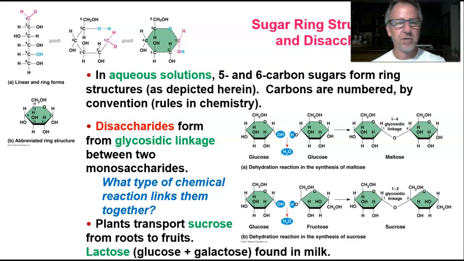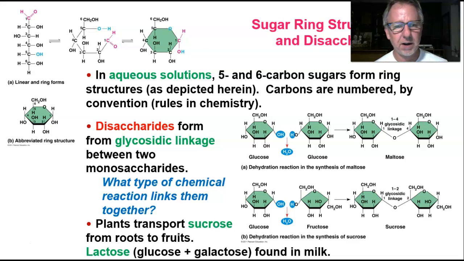And sucrose is a very abundant sugar in plants. And that's what mostly tastes sweet to your tongue when you eat a fruit, it's the sucrose. So dehydration synthesis is linking those monomers, those monosaccharides, together to make bigger molecules. Yes, now plants transport sucrose from the roots to the fruits. No, that doesn't make sense. The sucrose is made in leaves in photosynthesis. That's where it's made. And then it's stored in fruits.